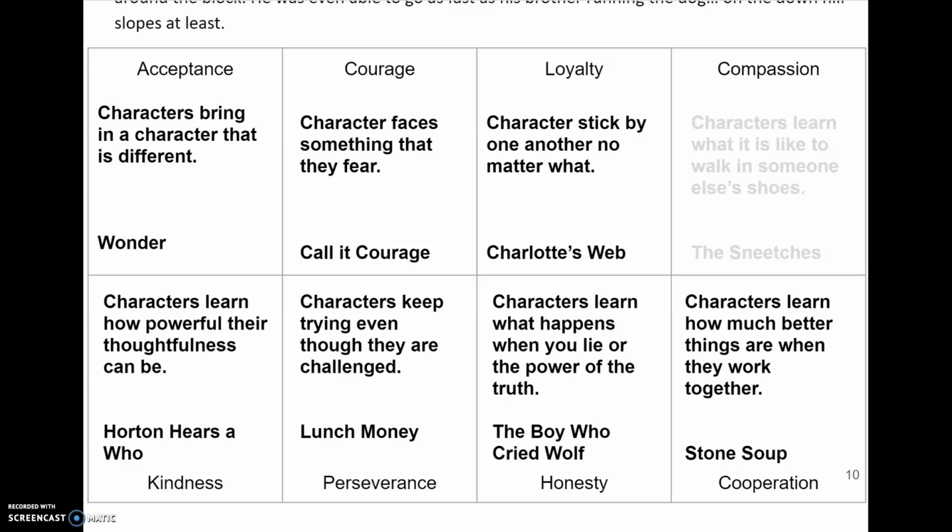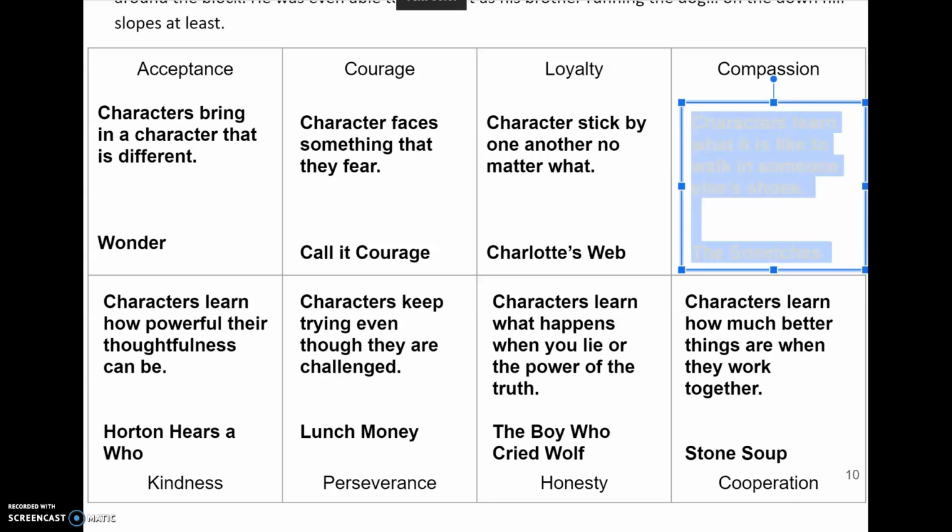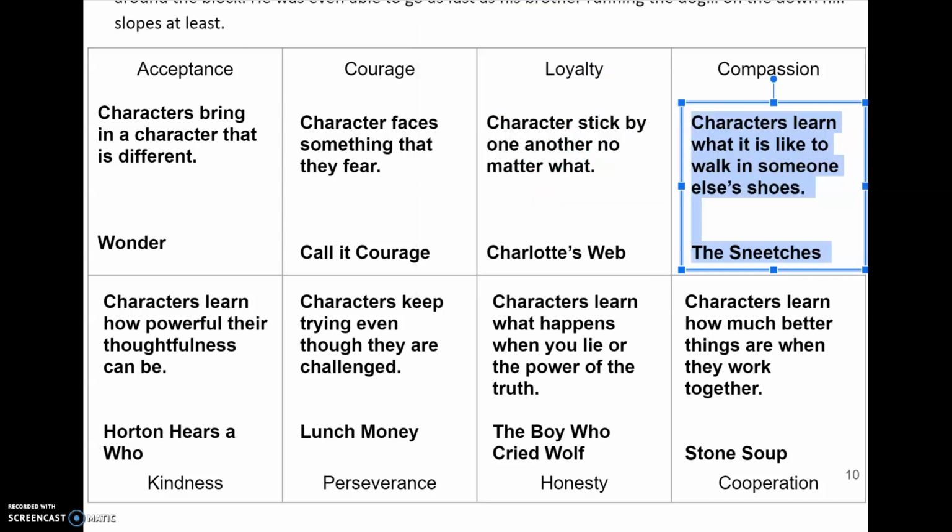Loyalty. Characters stick by one another no matter what. Charlotte's Web would be an example of loyalty. And the final theme that we're going to look at as one of the big 8 themes would be compassion. Characters learn what it is like to walk in someone else's shoes. The Sneetches would be an example of a story that teaches compassion. So I want to use these 8 words, acceptance, courage, loyalty, compassion, kindness, perseverance, honesty, and cooperation, as we read more stories throughout the year to give us a solid idea on them.